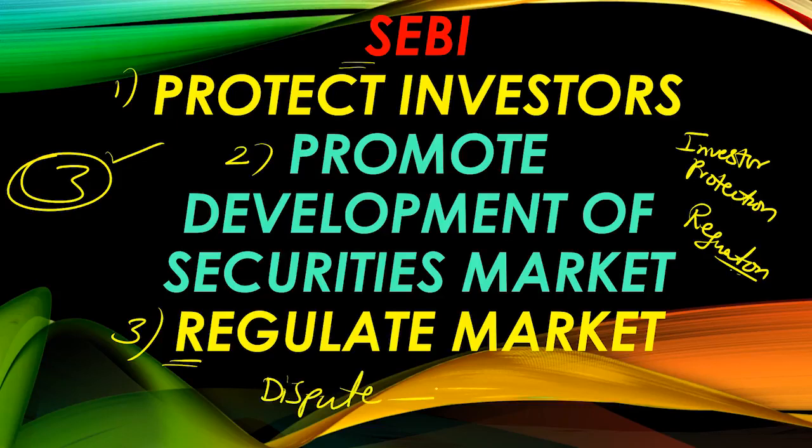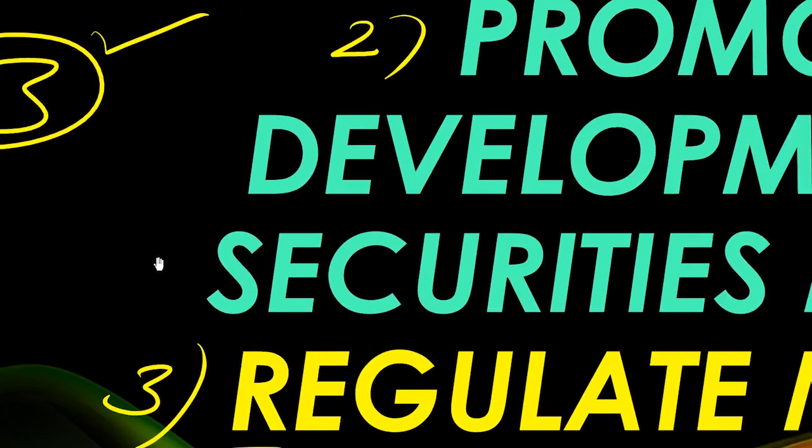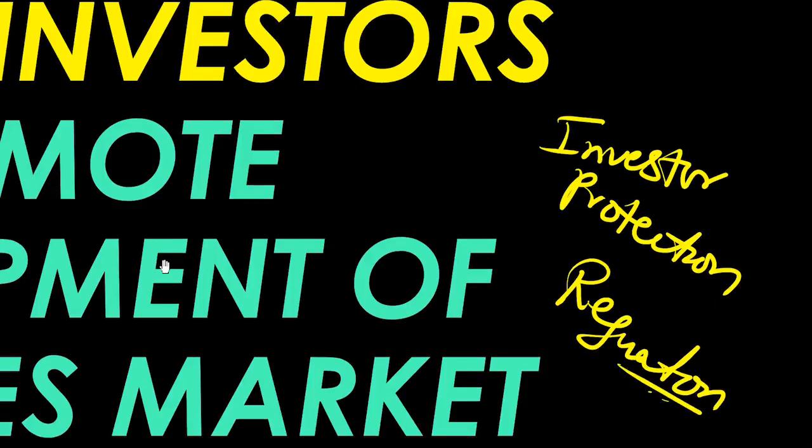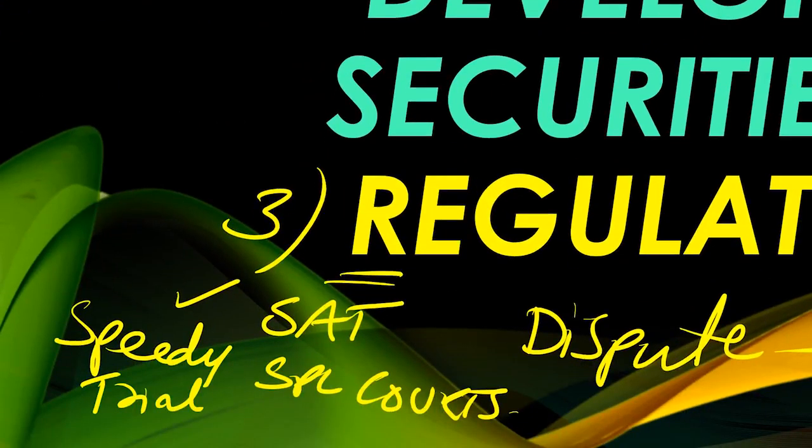So if there is any problem, what should we do? We have the Securities Appellate Tribunal, SAT, then we have the special courts, correct? And that special court is for what? It is for speedy trial. So these are the things which you should know. So here what we will have to understand is that in this investor protection and regulation, we have to know that the SEBI chapter is also about dispute resolution, that is the SAT and the special courts.